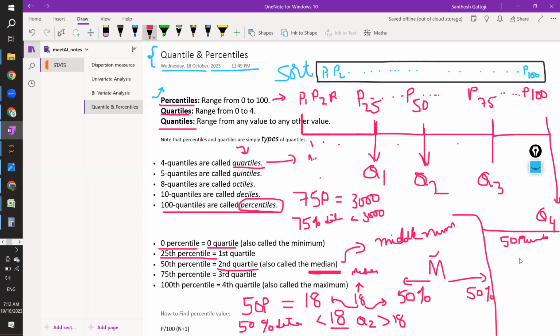If you know the age of these 50 people, and you know that 60 percentile equals 10, for example, what does this mean, guys? 60 percent of the data is less than 10. That means 60 percent of 50 is how much? 30. So 30 people coming to the party have an age less than 10. Agree?